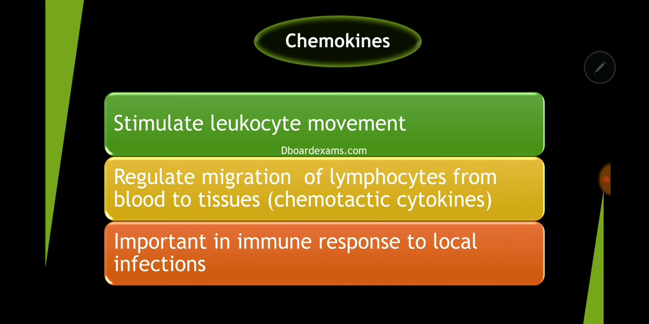So the chemokines regulate migration of lymphocytes, such as B cells and T cells. They move from blood to tissue. That is chemotactic cytokines, and they are important in the immune response to local infections.